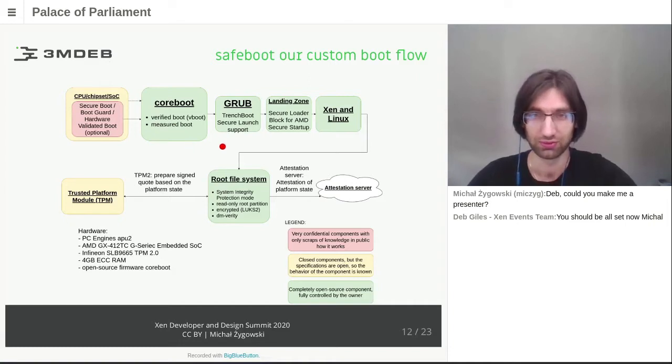And then if we are done with the bootstrapping process, we just jump to the GRUB, which is the most widely used bootloader. This GRUB is slightly modified because we have the TrenchBoot secure launch support compiled in. So we are able to launch the DRTM with this GRUB. In case of a modified multiboot 2 process with secure launch, the GRUB hands over control to the landing zone. Landing zone, as I mentioned earlier, is a secure launcher block for the AMD secure startup.